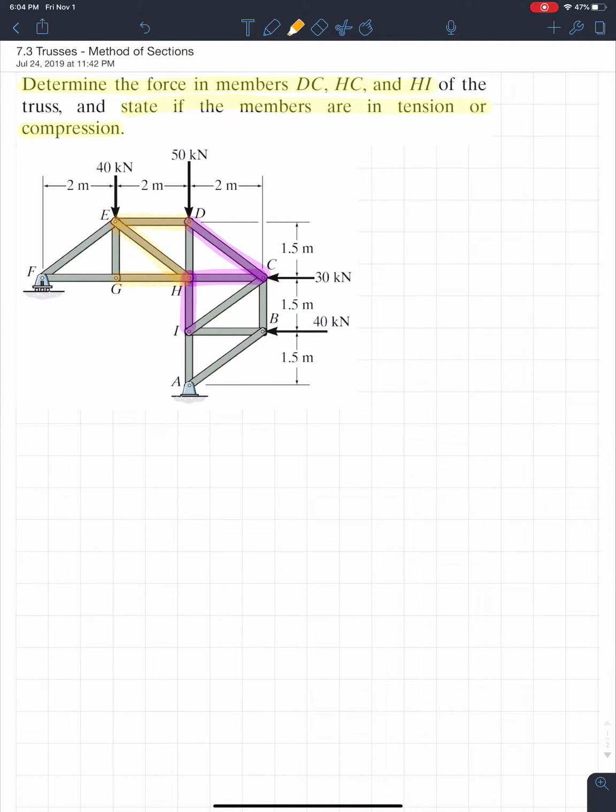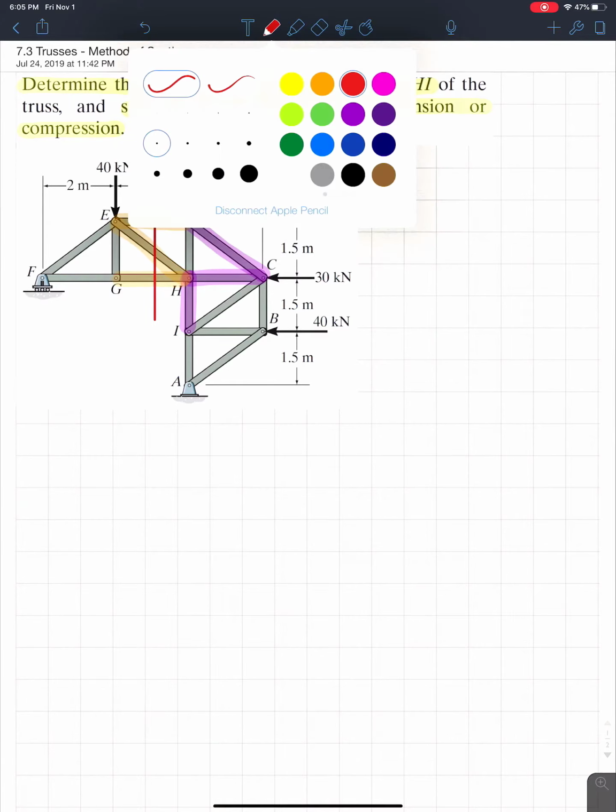Well, what I can do is literally cut the truss right down the center. So let's say I cut right here, and I can draw a free body diagram of any side of that cut. If I made that cut along the red line, there's a lot less going on on the left side. So let's analyze the left side.